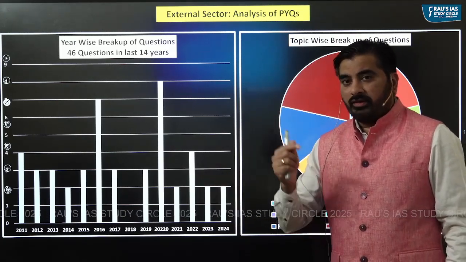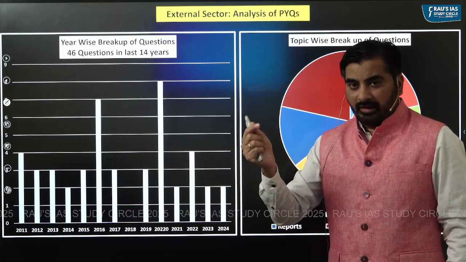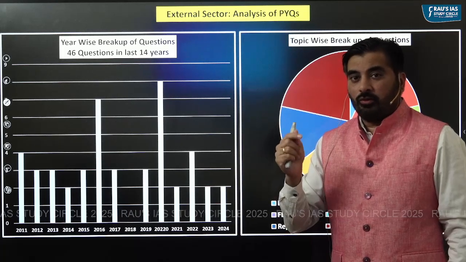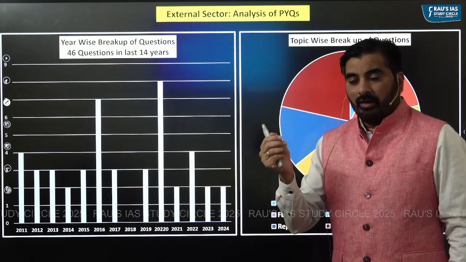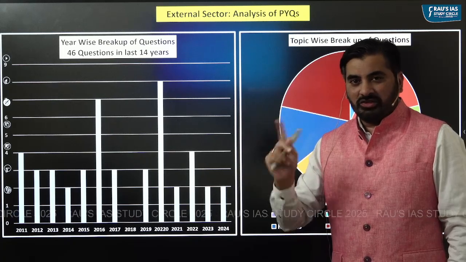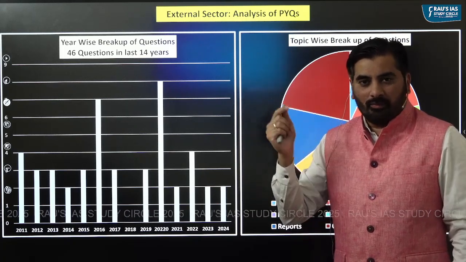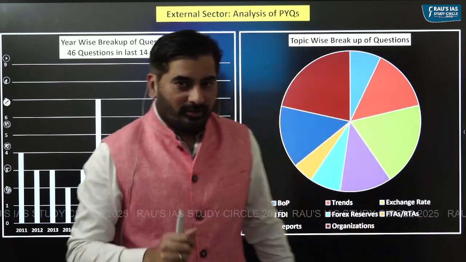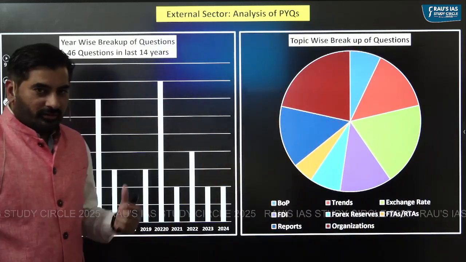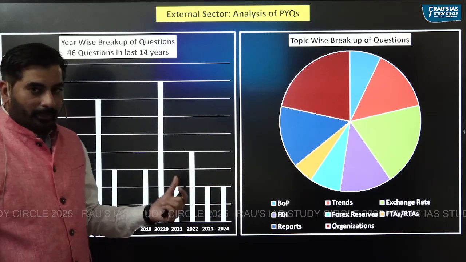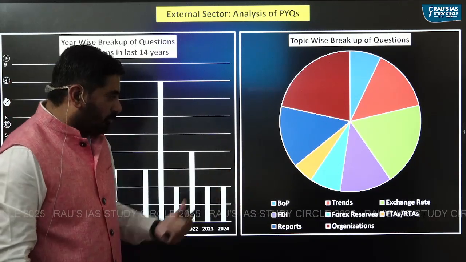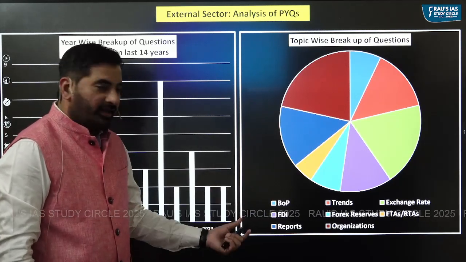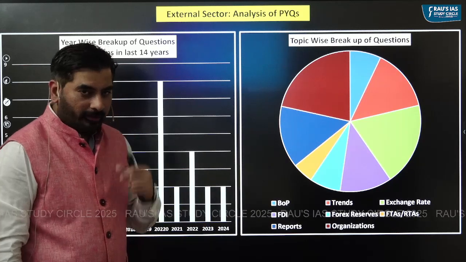One question was related to the Venezuelan crisis, and another was with respect to the US sovereign debt crisis. Remember, I had shown these 2 questions in my theme of public finance. Apart from that, questions from the external sector are asked from various topics like BOP, trends, exchange rate, FDI, Forex Reserves, and so on.